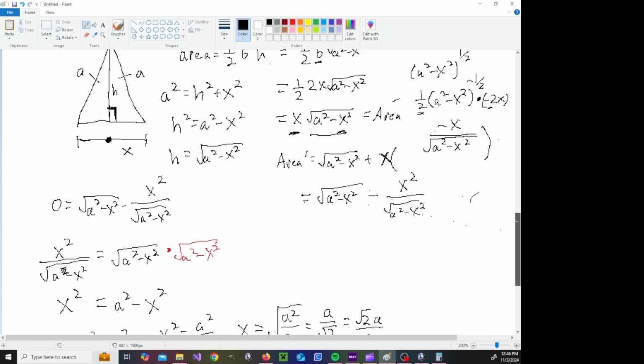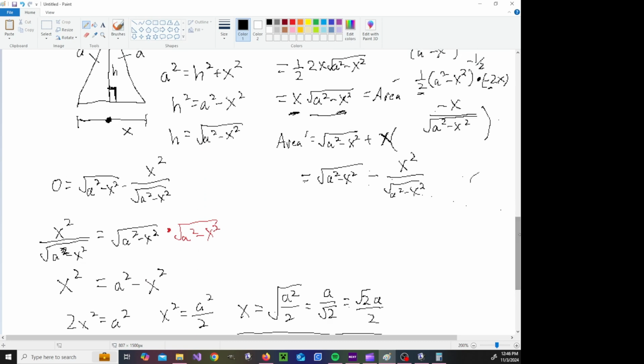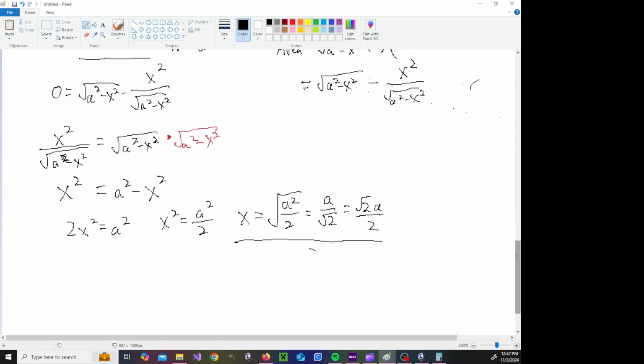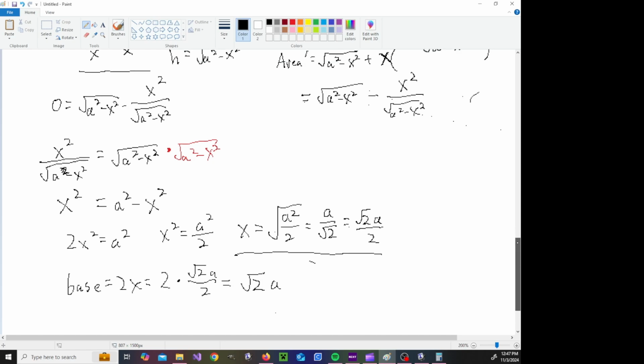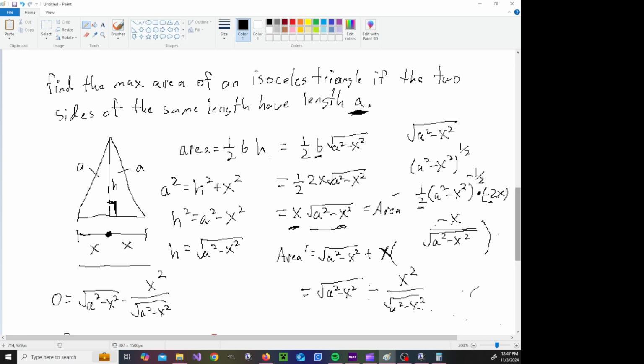I figured out what x needs to be for this to work. So what does the base need to be? Well, x is just half of the base. So really the base needs to be 2x, which is 2 times root 2a over 2. Well, 2 multiplied by 2 divided by 2, that cancels, and that's just root 2 times a. So my base needs to be the square root of 2 times a long in order to maximize the area.